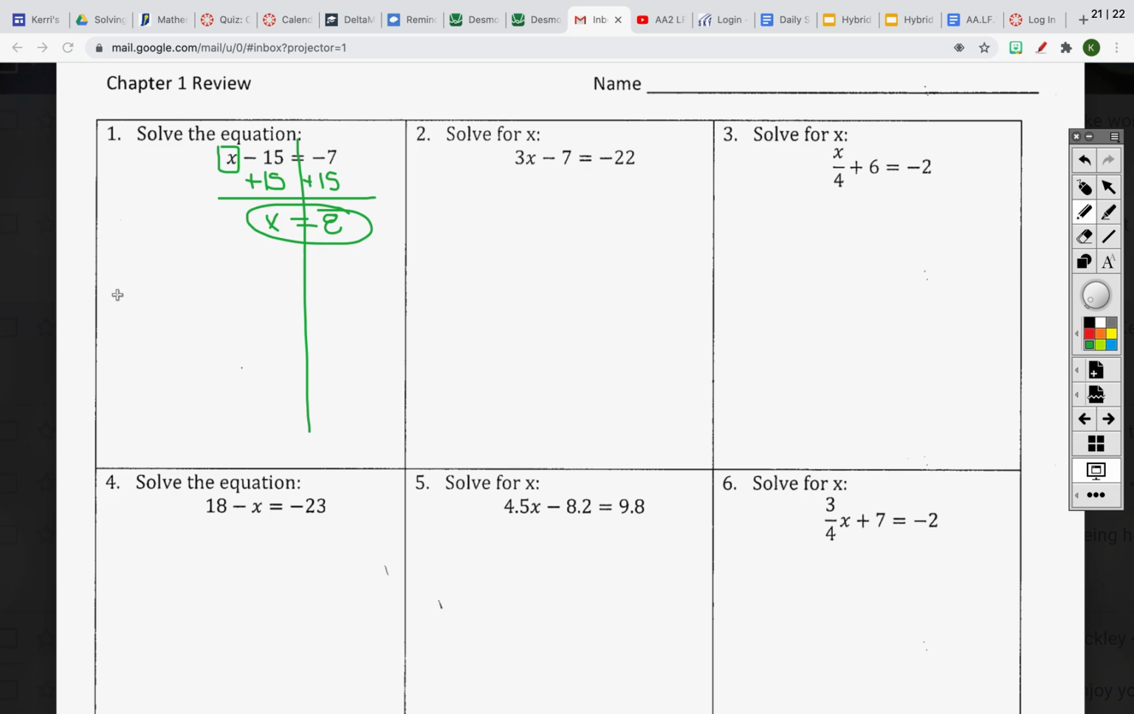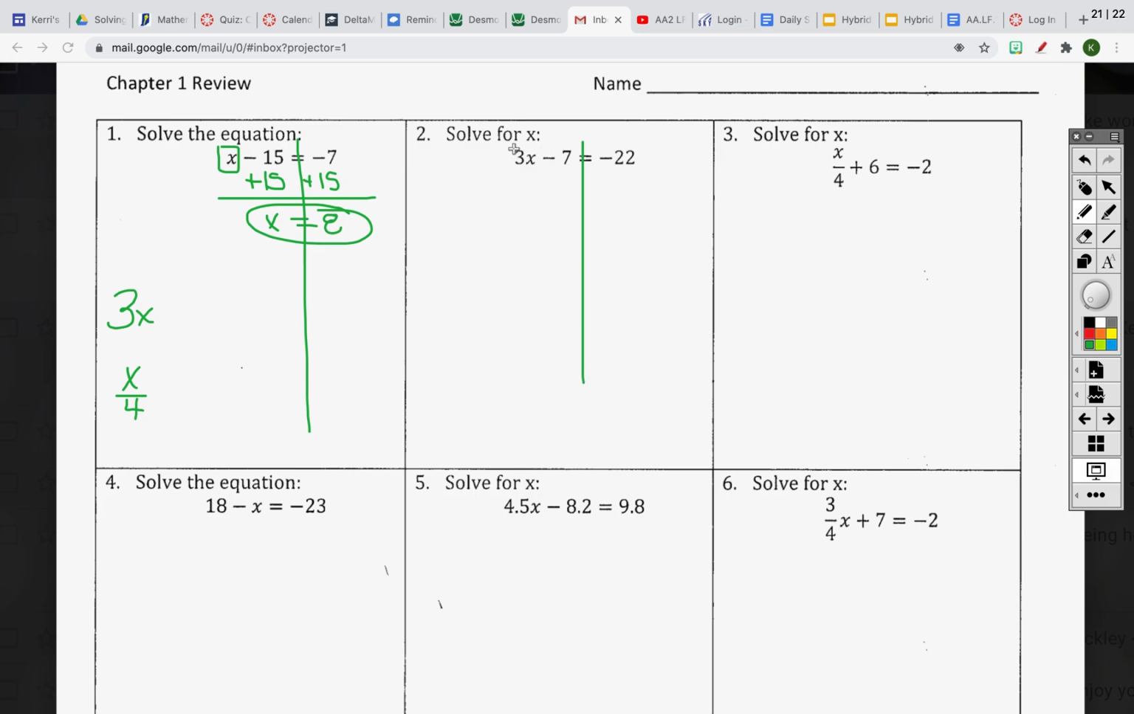And so if I see 3x, I know that this is multiplication, and so the opposite of multiplication is going to be division. And if I see x over 4, this is division, and the opposite of division is multiplication. Okay.